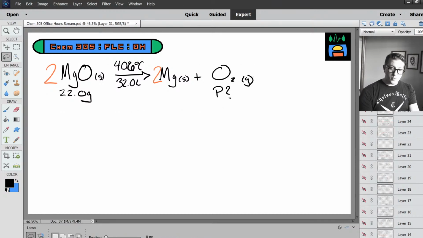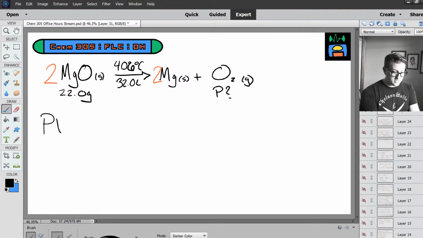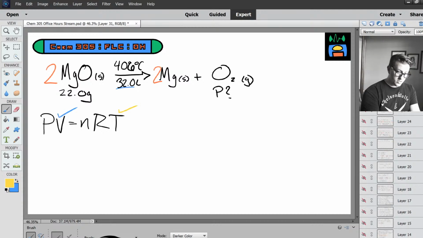So we need to find the pressure of oxygen gas, all right? That means that we are going to need to use the ideal gas law, right? PV equals nRT. Now, we know our volume, it's right here. We know our temperature, it's right here. And we always know our value for R, the ideal gas constant. It's the same no matter what. If we want to find our pressure of O2 gas, that means we need to find our moles.